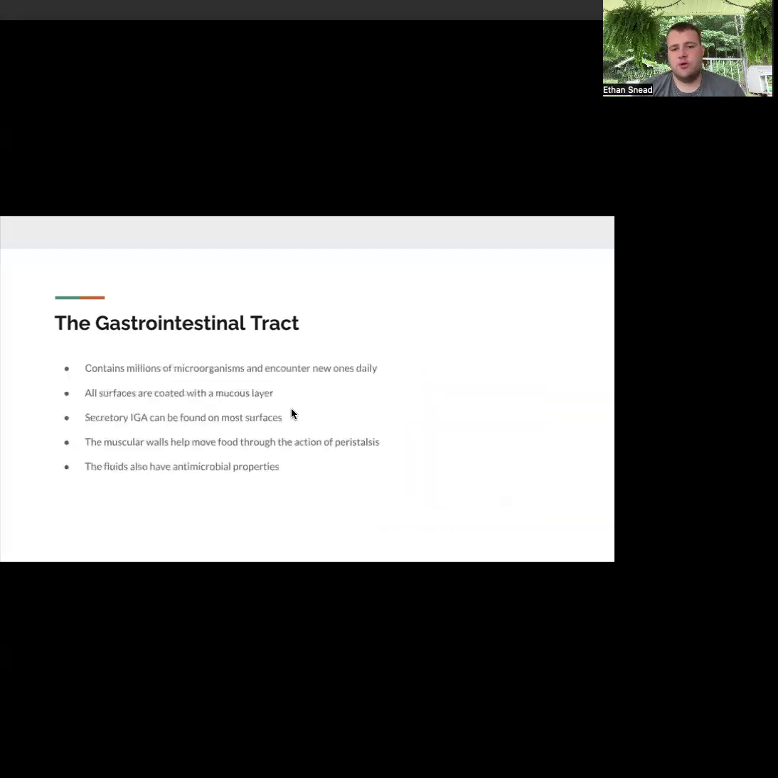To continue, the GI tract contains millions of organisms, so it's a heavy load of these microorganisms, and it encounters new ones every single day. And because of this, the defenses against infection of the GI tract are very important. So, all the intestinal surfaces are coated with a layer of mucus, and this provides mechanical protection. Secretory IgA can also be found on most of the surfaces of the intestines as well.